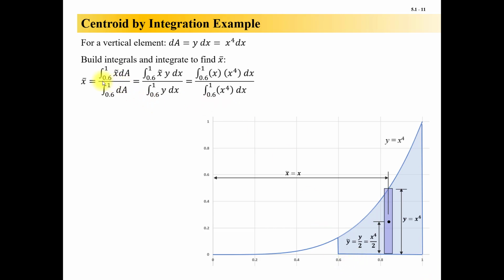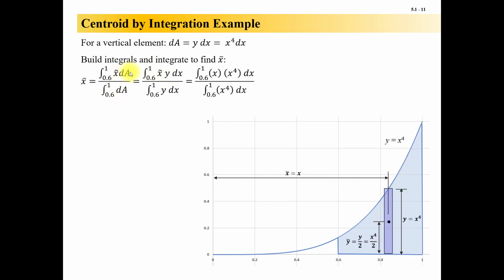All right, so bear with me. We got some calculus. It's not much. It really isn't. We have x bar is equal to the definite integral from the lower limit to the upper limit of x tilde dA over the integral from 0.6 to 1 of dA. Remember that denominator is just going to be the area under the curve. It's the area of the blue.